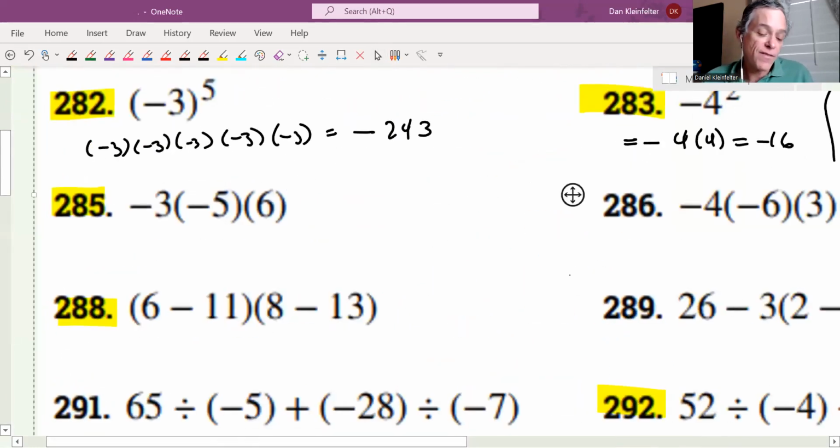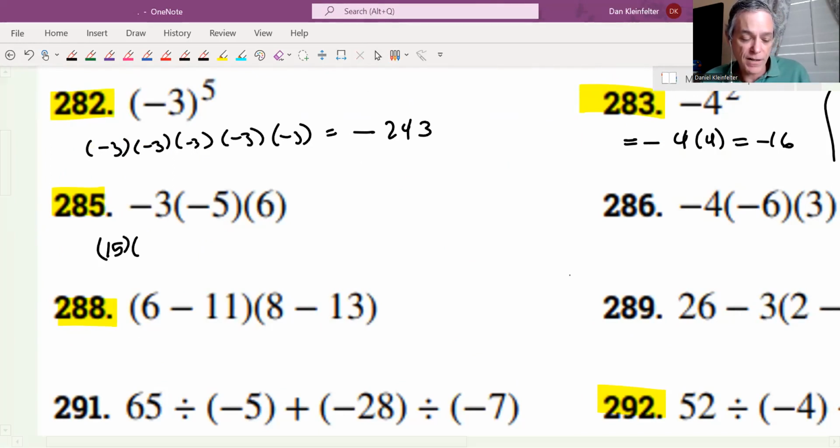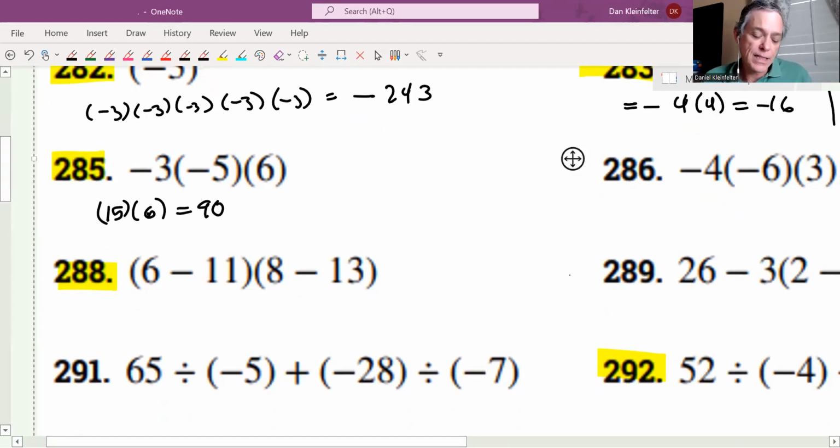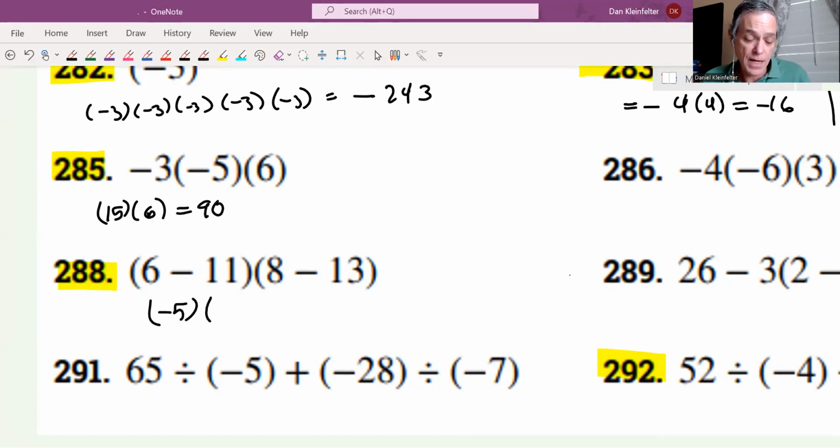Okay, 285, negative 3 times negative 5 is going to be positive 15. 15 times 6 is 90. Okay, parts in parentheses, 6 minus 11 is negative 5. 8 minus 13, also negative 5. A negative times a negative, that will be positive 25. Okay.